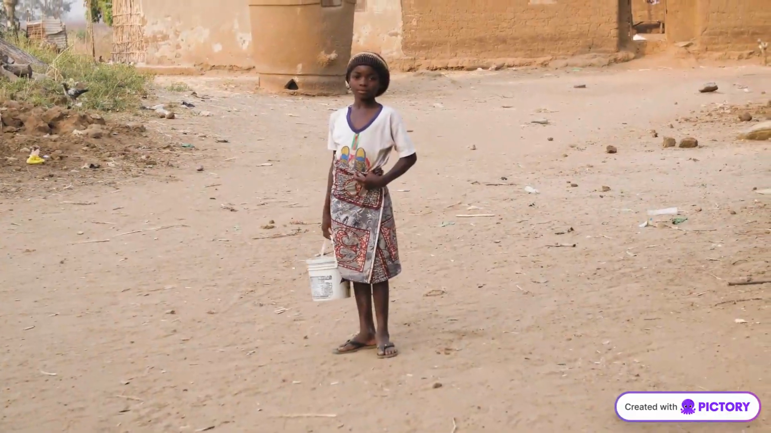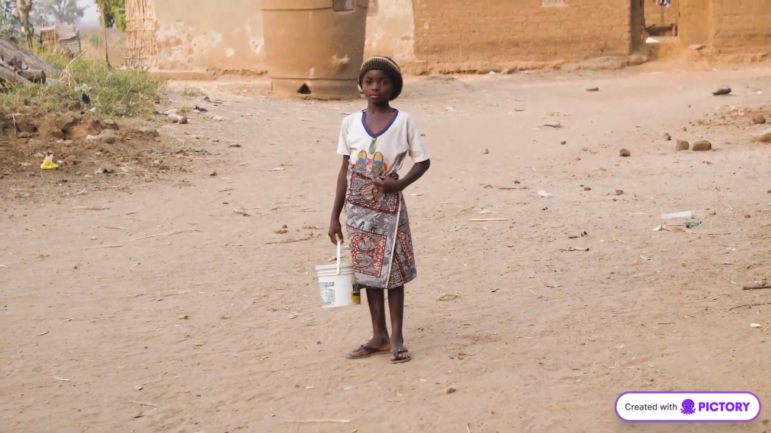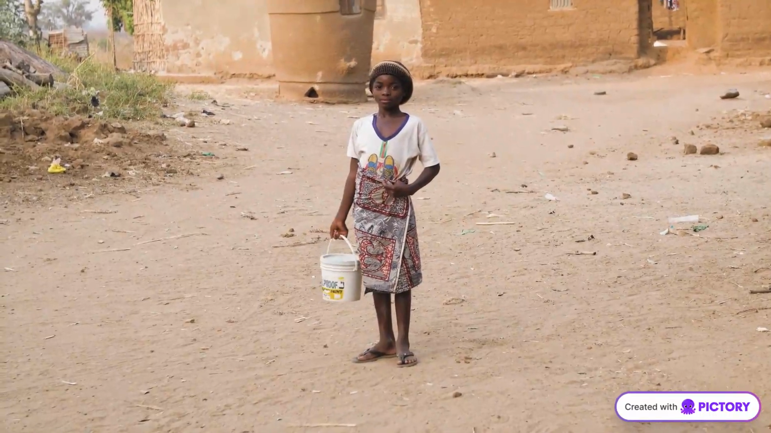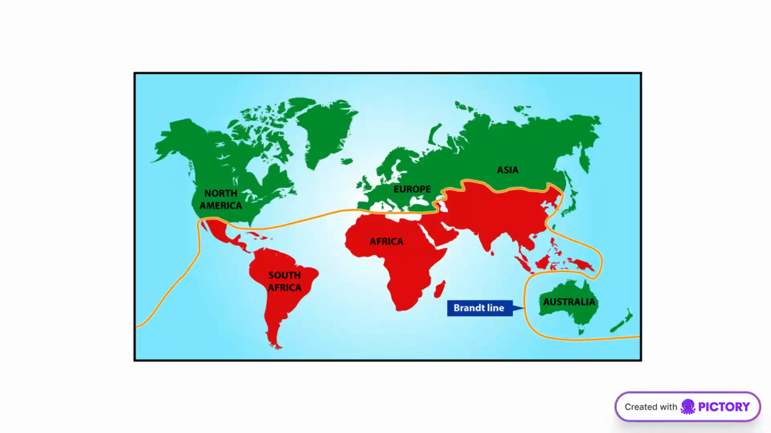Globally, we look at Millennium Development Goals, aiming to eradicate poverty, promote gender equality, reduce child mortality, combat diseases, and ensure sustainability. The Brandt line divides the world into developed, north, and developing, south.